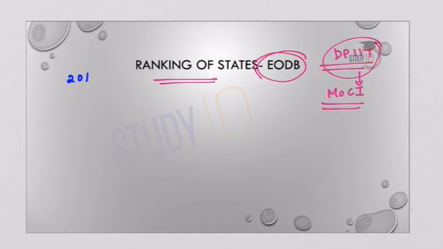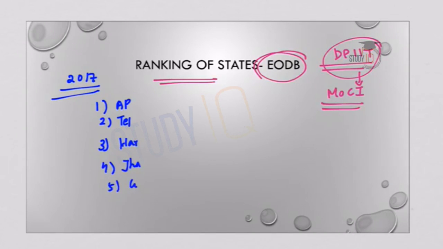According to 2017 data, the ease of doing business is best in Andhra Pradesh, followed by Telangana, third position Haryana, fourth Jharkhand, fifth Gujarat, sixth Chhattisgarh, seventh is Madhya Pradesh, eighth is Karnataka, ninth is Rajasthan, and 10th is West Bengal. So these are the 10 topmost states where it is easy to conduct business, and it is due to the reforms adopted by the state governments and also various regulations being cut down in order to make doing business easy in those states.